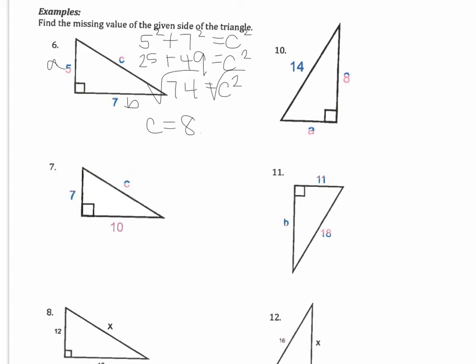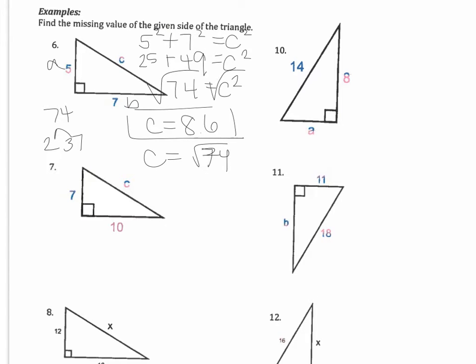is 8.6. If I asked you to write your answer in simplest radical form, I would have to say, okay, factors of 74. 74 divided by 2. 2 and 37. Both of those numbers are prime, so it'd just be the square root of 74. Okay. Let's go down and look at number 7.